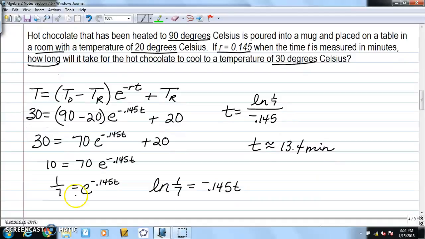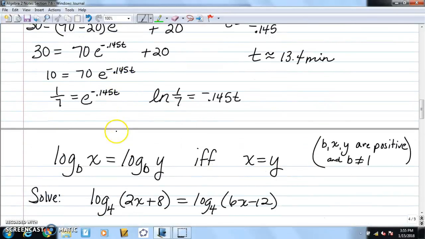So again, we wouldn't have had to write it as exponential here. You could have taken the natural log of both sides, and that works too. You would put your power out in front. It would have just been a little more work that way. But it would always work to take the log of both sides.